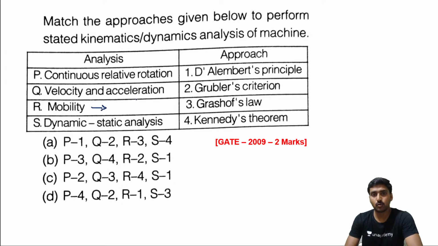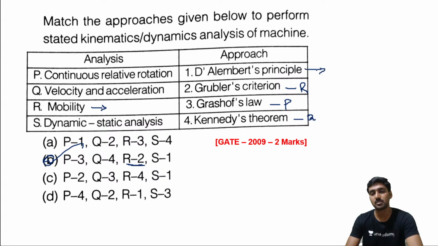degrees of freedom, that is Grubler's criterion. So directly we can match the known thing. R is matched with 2. With only one we can conclude R is matched with 2 in option B. Therefore P is matched with 3. Continuous relative motion, it's Kirchhoff law, P. Then velocity and acceleration, it's Kennedy's theorem, Q. Dynamics analysis, that is dynamic static analysis, D'Alembert principle.